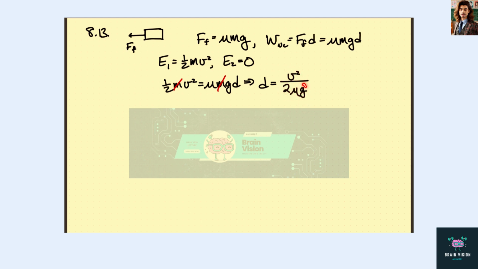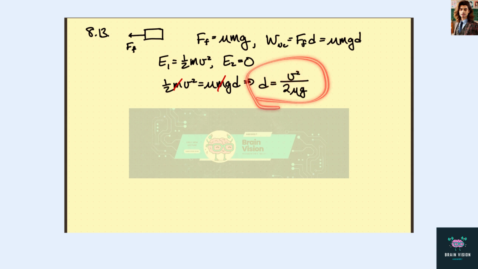So again, we can see that g comes into play here. As mu increases, d decreases. As v increases, d increases. As mu decreases, d increases. As v increases, d increases, which all makes sense, right?